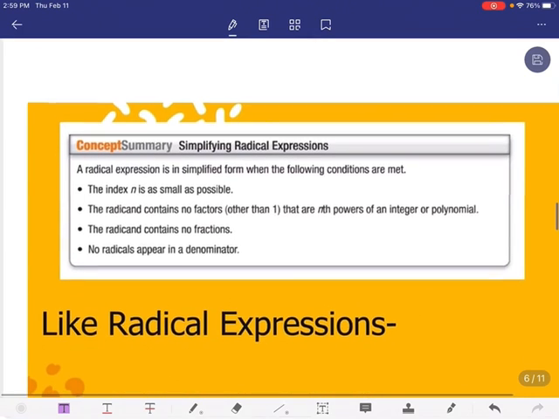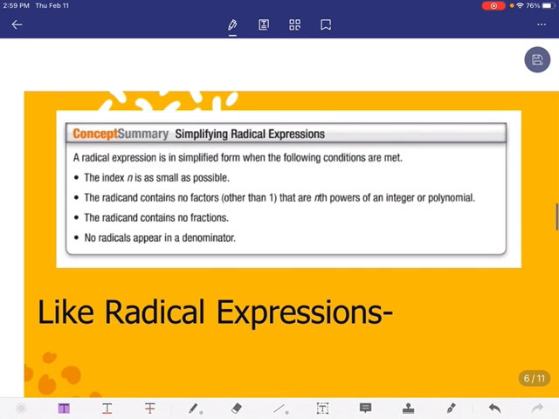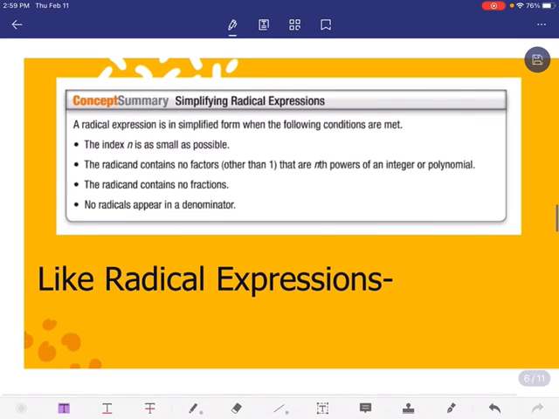So in general, we have a couple of guidelines when we're trying to simplify radical expressions. We want to make sure that our index is as small as possible, which a lot of times we can't do anything about, but sometimes maybe we can reduce some things so we can. We want to make sure that our radicand, remember that's the stuff on the inside, contains no factors other than 1, obviously, that are nth powers.